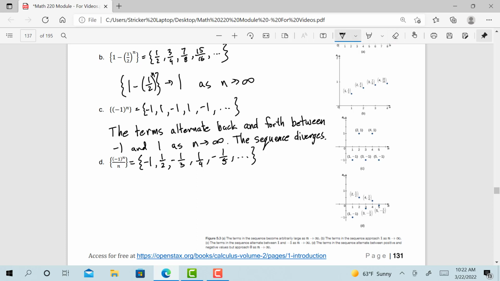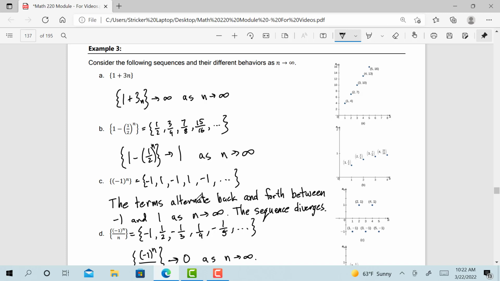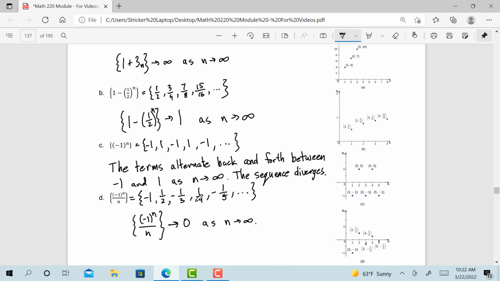So we could say (-1)^n over n appears to be approaching 0 as n approaches infinity. All right, very good. So that's the idea of looking at the limit of a sequence and whether or not it converges. So parts A, B, and D look like they do converge, okay?